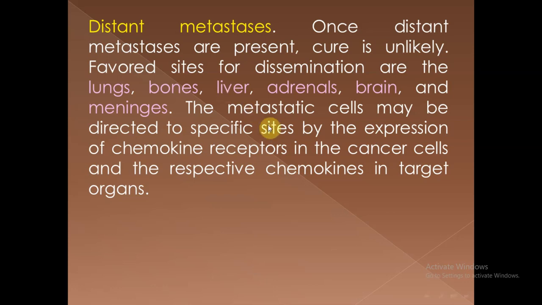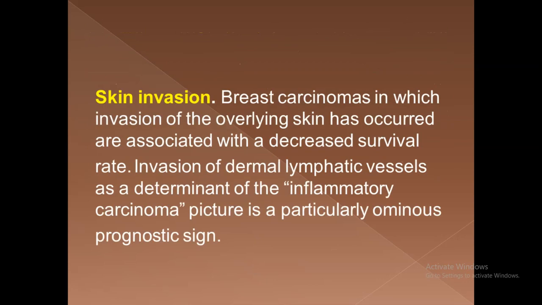This is one point. The second point is chemokines. The presence of chemokines and their receptors in specific sites makes the breast cancer go to or choose a certain organ.